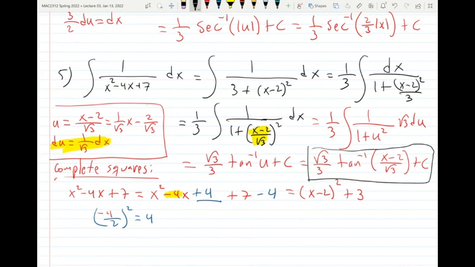All right. Questions? So the bottom line here is that you can complete the square so that then you can use these techniques. Okay? That was the point of this problem.